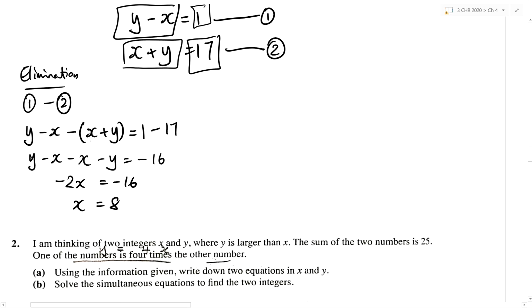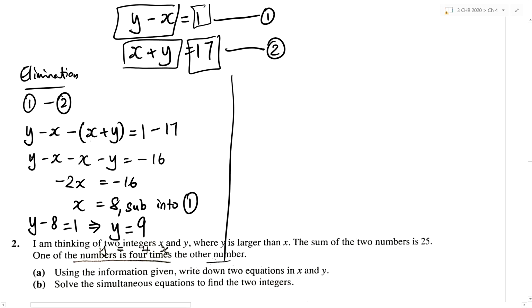Okay, since I've got X is equal to 8 now, I'm going to sub into, it's your choice whether it is equation number 1 or equation number 2, I will sub into equation number 1. So Y minus 8 is equal to 1. Meaning, Y must be equal to 1 plus 8, which is 9. The only way you can get something minus 8 equal to 1 is when that something is equal to 9. Okay, so this is elimination method. Again, you could choose to eliminate by taking equation 1 plus equation number 2. Your answer will still be the same. So now I'm going to show you for substitution.